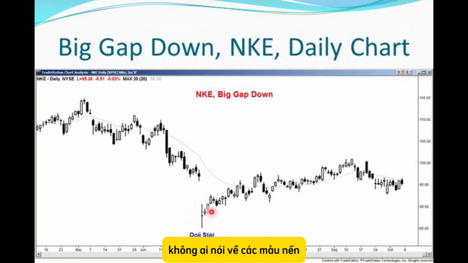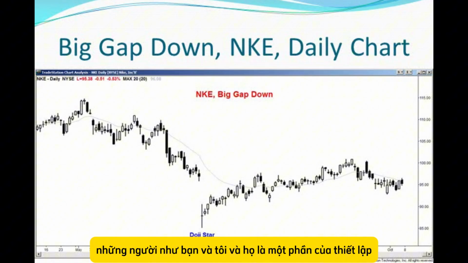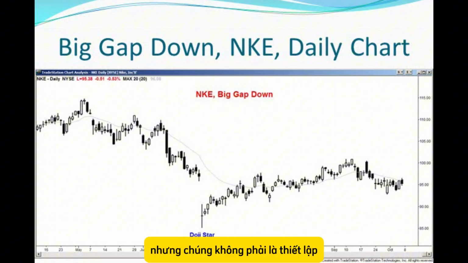Nobody was talking candlestick patterns. Candlestick patterns are for home traders, people like you and me, and they're part of the setup, but they're not the setup. The setup is the support and the resistance, all the stuff to the left.